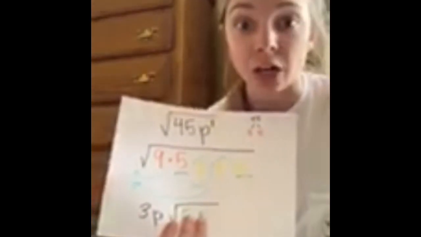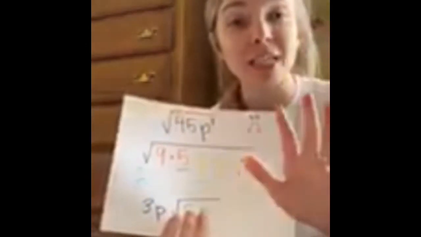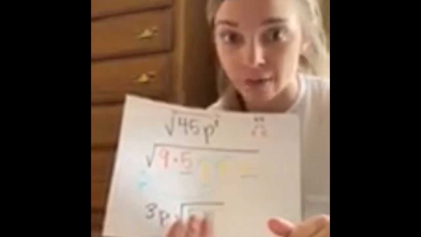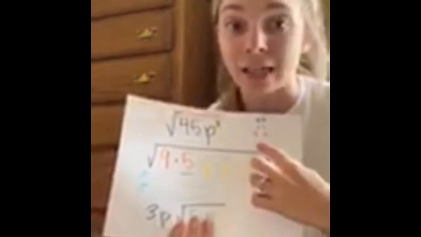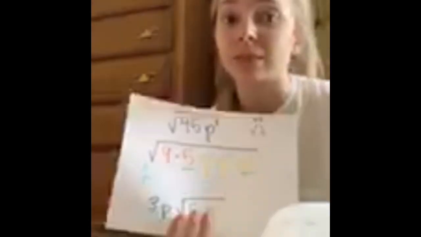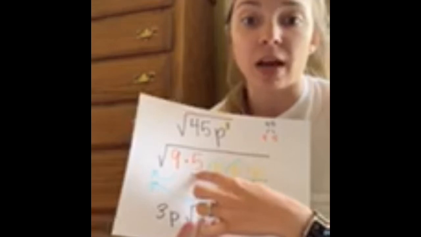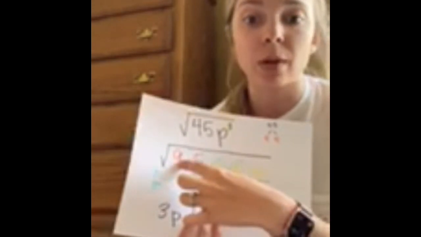Okay, let's try another one. So for this example, I have the square root of 45p to the third. Okay, so the first thing I'm going to try to think about is what is the biggest perfect square that goes into 45? And that's a really easy one. It's 9. Again, if you need to, write down your perfect squares to figure it out, that's perfectly fine. Okay, so 9 times 5 will give us 45, and I know that 9 is my perfect square.